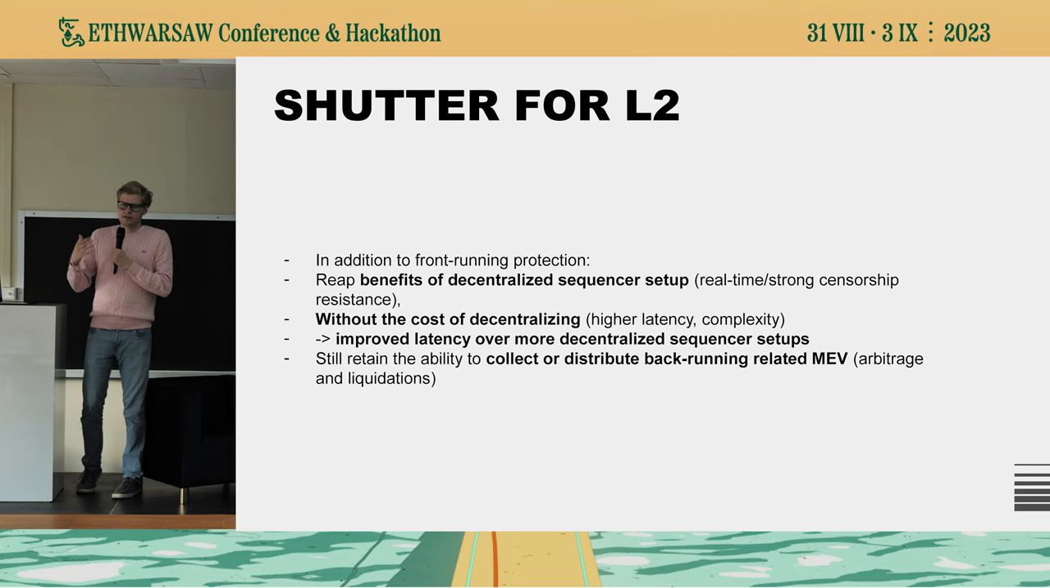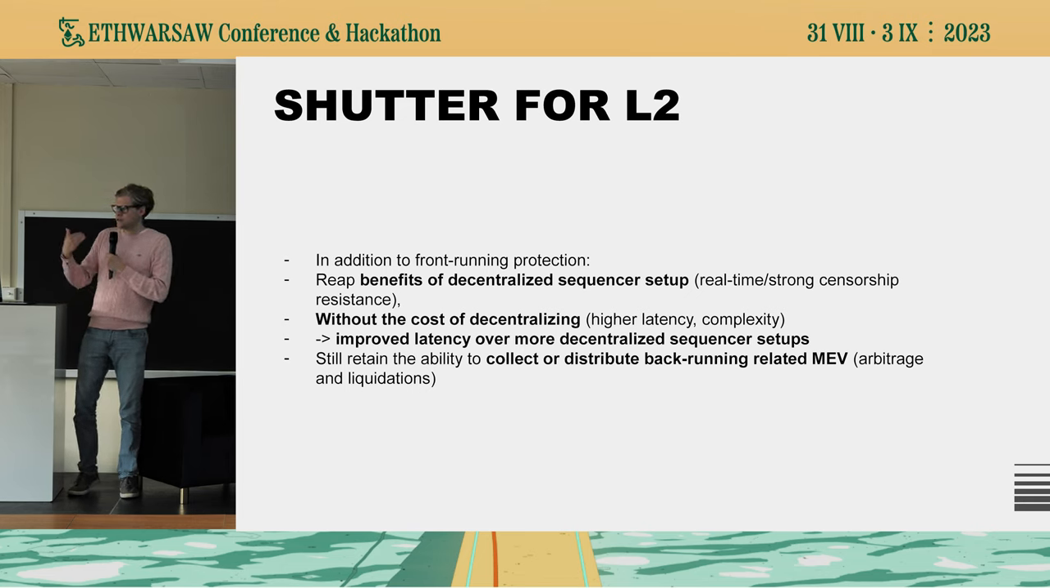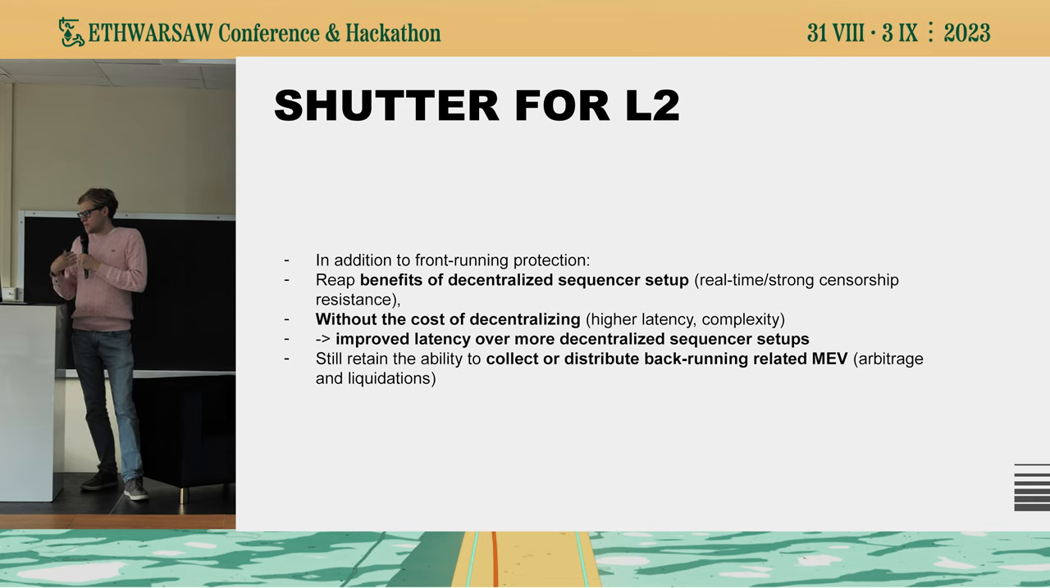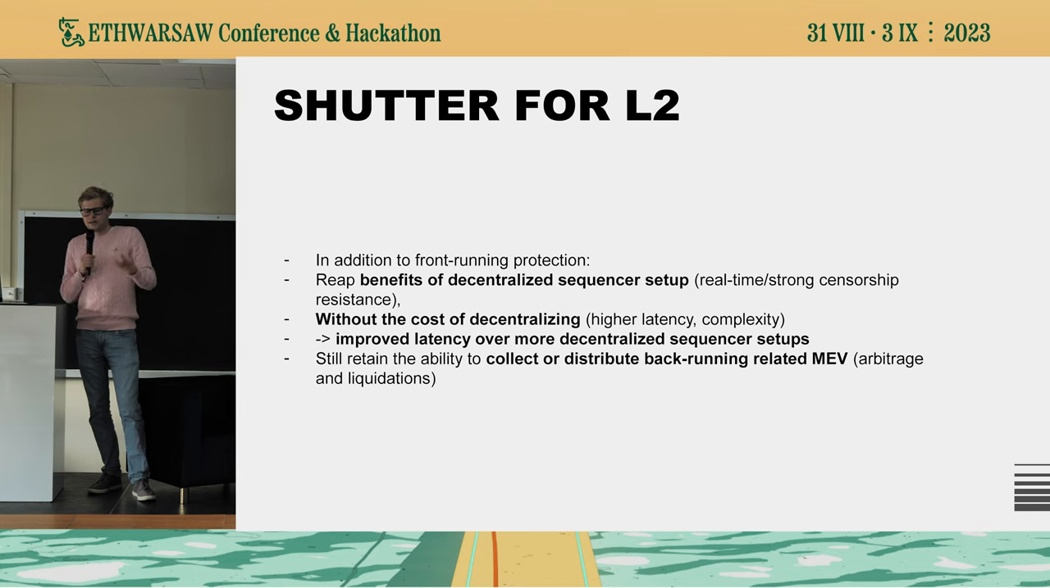So we talked about the Shutterized Gnosis chain, which is this implementation for an L1 or beacon chain type of Ethereum chain, right? But we're also building it for L2s. In addition to all the benefits of censorship resistance and front-running resistance, there's also an interesting way to look at it in relation to sequencer decentralization roadmaps. In a way, with the encrypted mempool, you can reap most of the benefits of a decentralized sequencer, especially the real-time and strong censorship resistance, without actually having to decentralize. So this could open up the optionality for rollups to have this alternative sequencer decentralization roadmap.